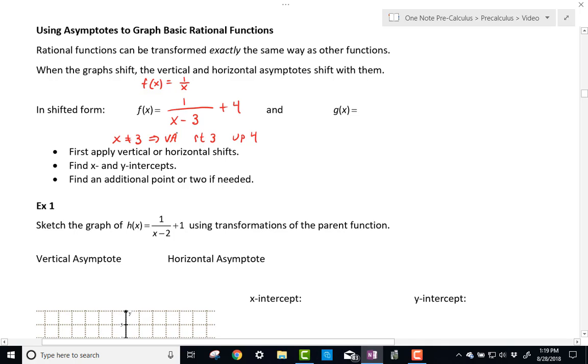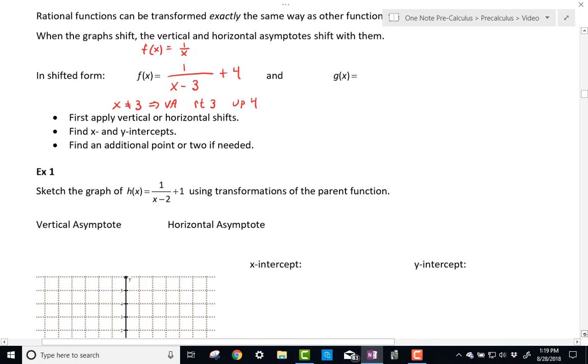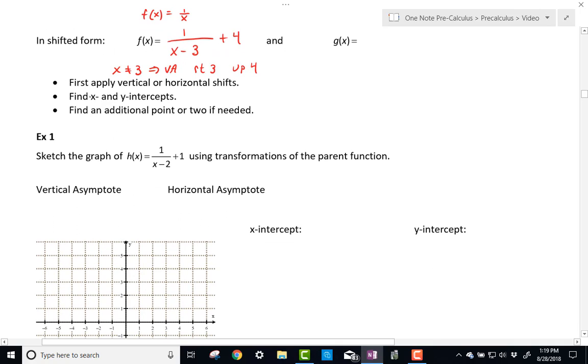All right? So let's see what we got going on here. Let's do some examples, all right? So if you know your shifts, you can do those very quickly and easily. Okay, the up 4 would shift my horizontal asymptote from y equals 0 to y equals 4. We're going to find some x and y intercepts, and then we're going to find an additional point or two if needed. So here we go.